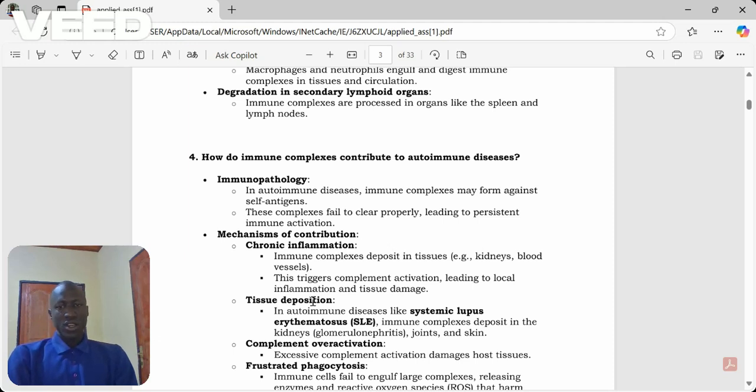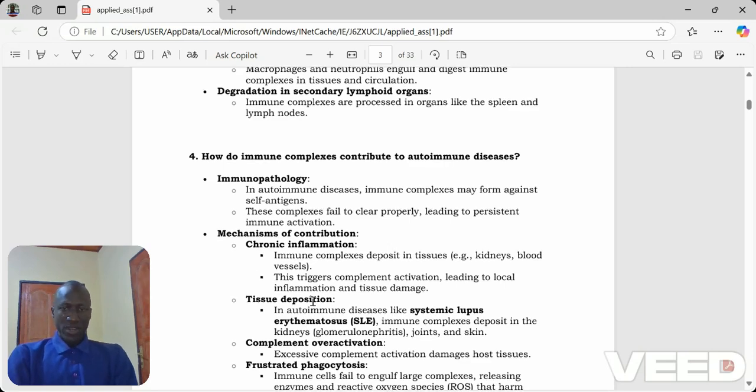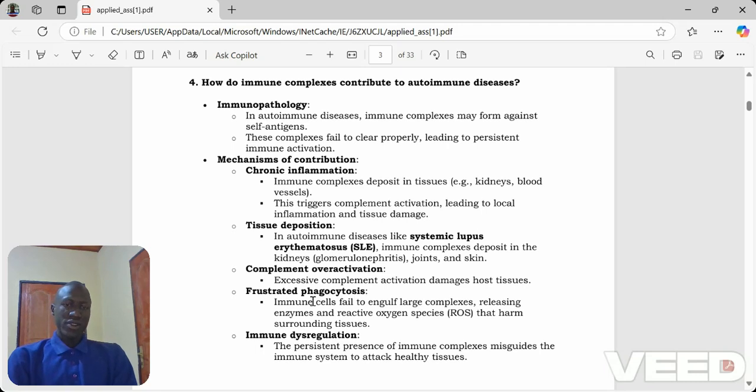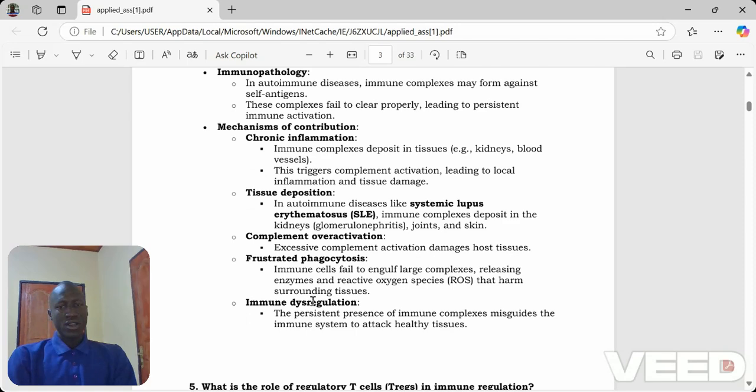Tissue deposition: in autoimmune diseases like systemic lupus erythematosus, immune complexes deposit in the kidney, joints, and skin. Complement overactivation: excessive complement activation may damage the host tissue. Frustrated phagocytosis: immune cells fail to engulf large complexes, releasing enzymes and reactive oxygen species that harm surrounding tissue. Immune dysregulation: the persistent presence of immune complexes misguides the immune system to attack healthy tissue.